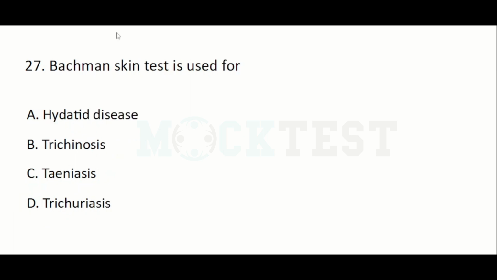Next, Bachman skin test is used for option A, hydatid disease, option B, trichinosis, option C, taeniasis, option D, trichuriasis. Bachman skin test is used for option B, trichinosis.